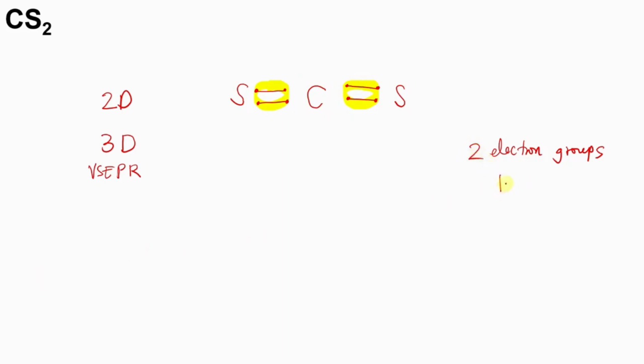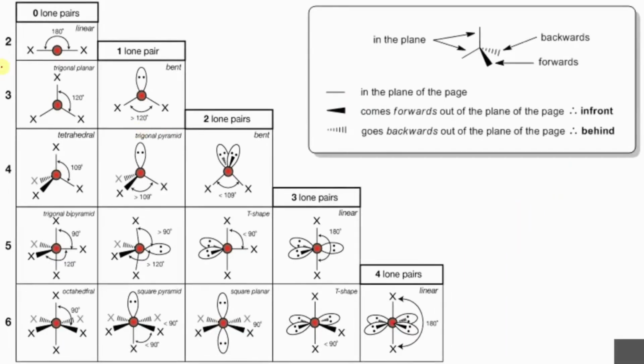Next, let's also count the number of lone pairs over here. So how many lone pairs here? In this case, there are no lone pairs around the central atom. We have 0 lone pairs. Then again, we just look for these details on the graph or on the table over here. That's 2 electron groups and 0 lone pairs. The shape here is linear.